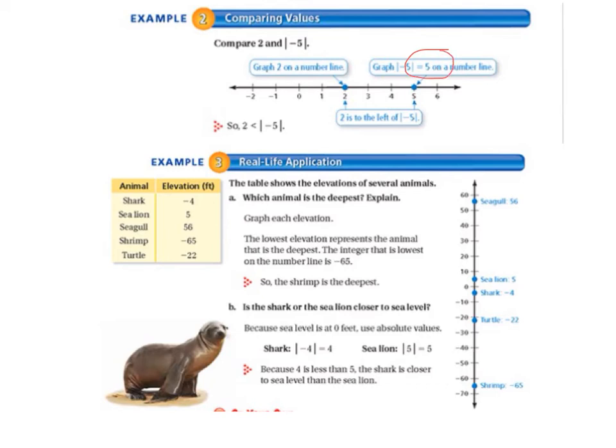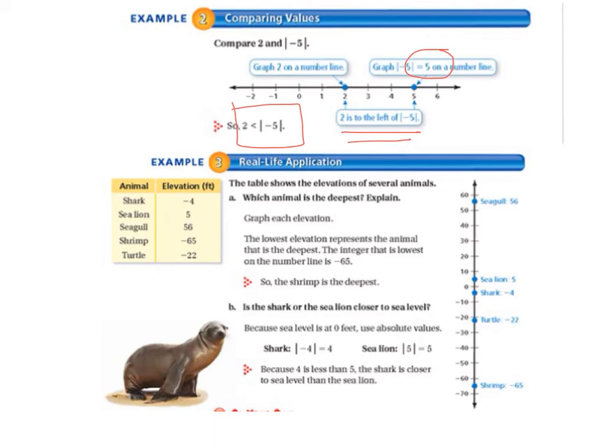So when we graph that, it graphs like a positive 5. So 2 is to the left of the absolute value of negative 5. So 2 is less than the absolute value of negative 5.